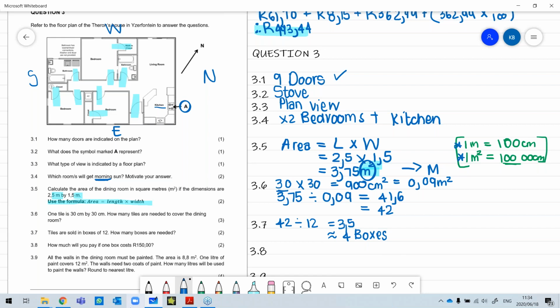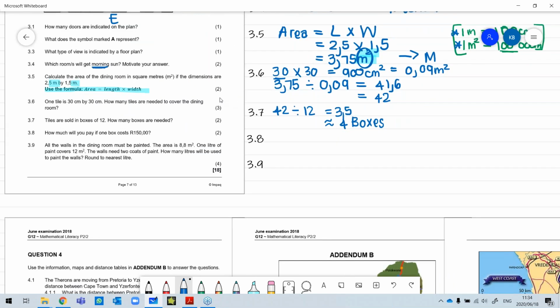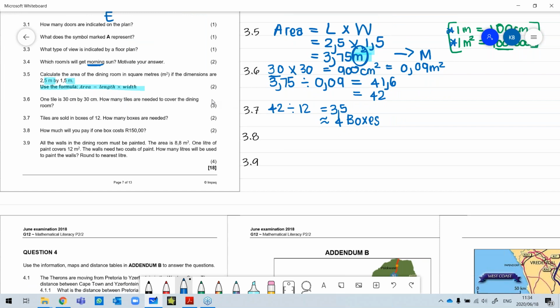Question 3.8, just going to drag the screen upwards. How much will you pay if one box costs 150 Rand? So I'm purchasing 4 boxes, each at a price of 150 Rand, which means in total, I'm going to be paying 600 Rand.